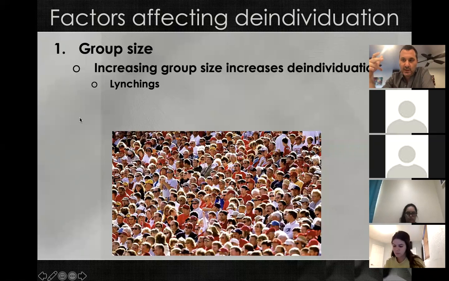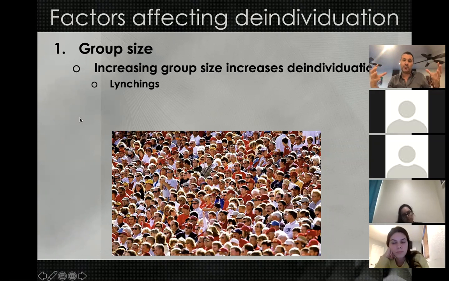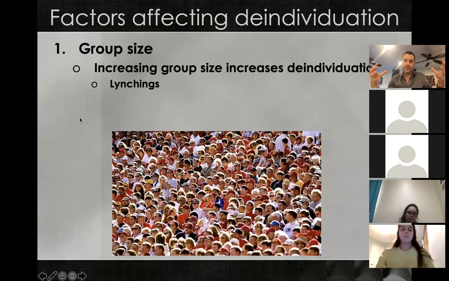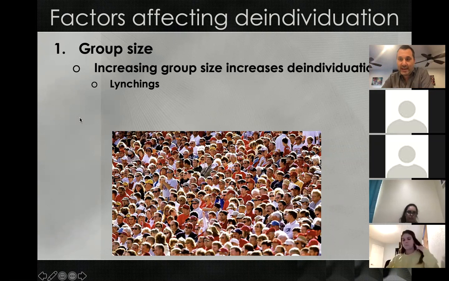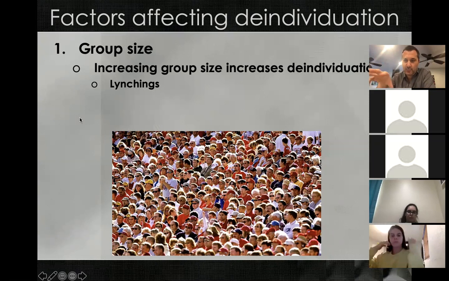What some researchers did is they looked at a whole bunch of these lynchings, and they correlated how big the mob was that ended up murdering this person, and how brutal the torture was of these innocent people who were killed. And what they showed is that the larger the group size, the larger the mob, the more vicious were the attacks in general, which is consistent with the idea that large groups tend to increase de-individuation.